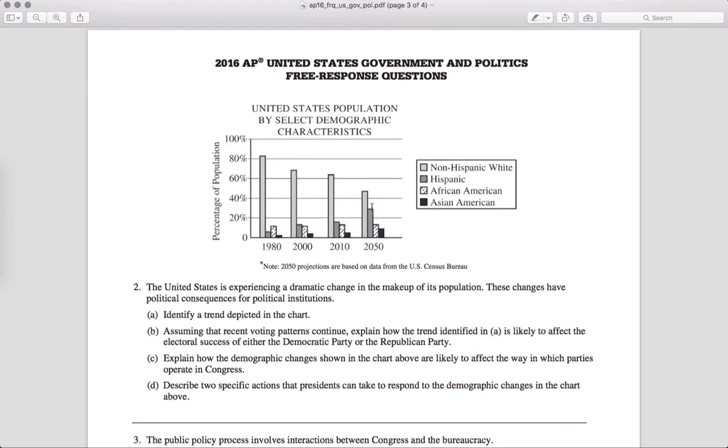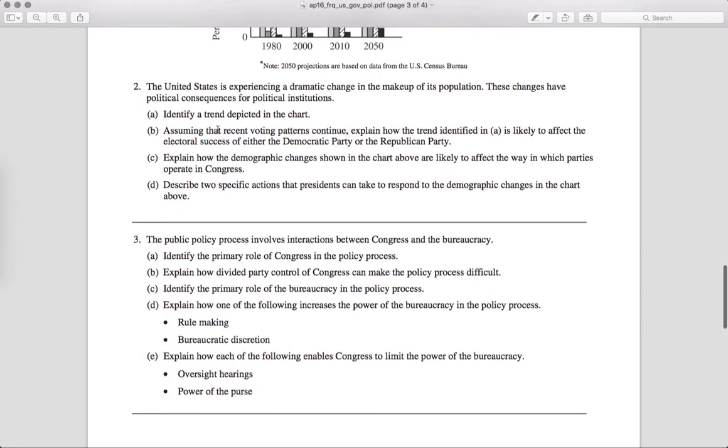And your answer would simply be, a trend depicted in the chart is that the Hispanic population has increased from 1980 until 2050 as a percentage of the population. If you would just say the population of Hispanics has increased over time from 1980 to 2050, they wouldn't give you credit because this chart is organized by percentage. Don't miss the easy ones. So I'm going to skip down here and let's look at question 3 a little bit.